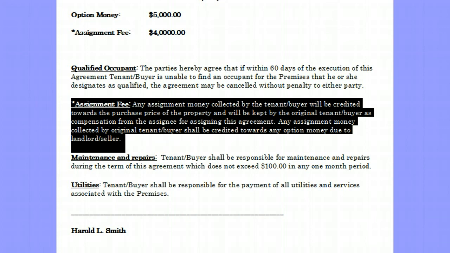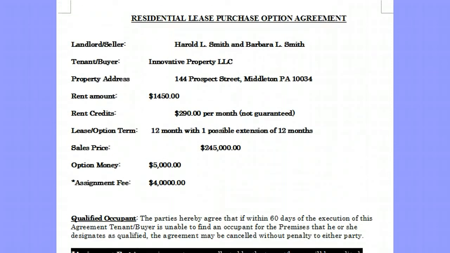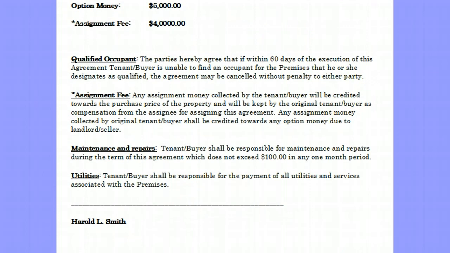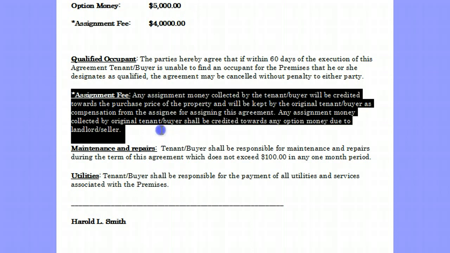to the landlord seller. So how we generally figure this out, we need to find out what the number is for the seller. If the seller wants to make $240,000 on the property, we'll add $5,000, which is the option money. So 240 plus the 5,000 is going to give you the 245. That's the sales price. But the assignment fee is going to be $5,000, and that's pretty self-explanatory. And this assignment fee paragraph describes that.